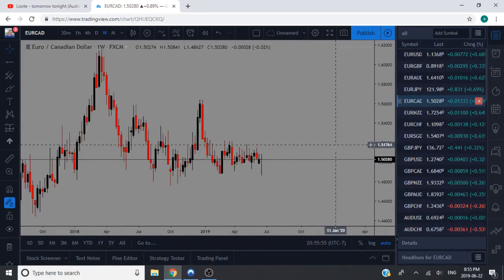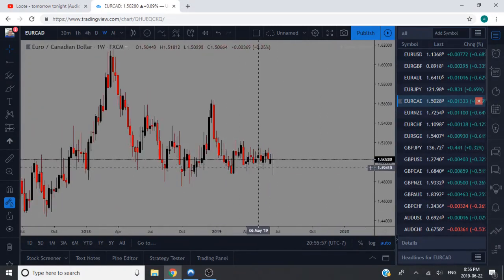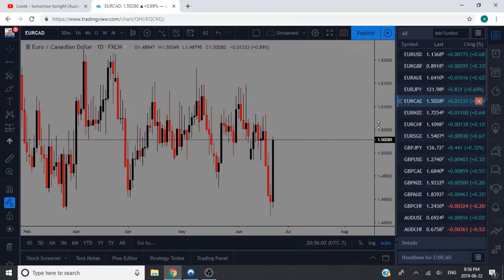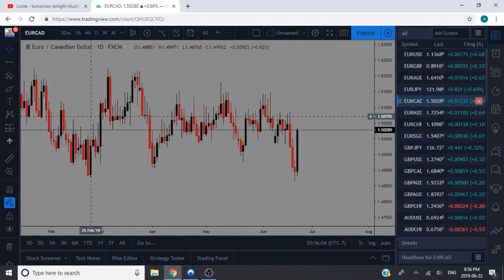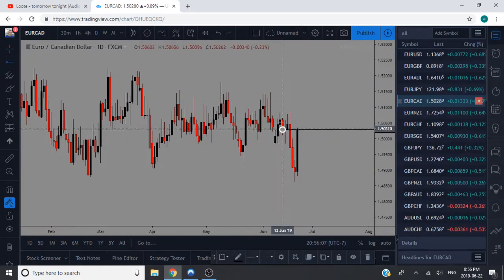Keep going. Euro Cad, I don't like the weekly at all. It's just in a range, wicky. If you wanted to play it, I'd probably be playing it on the daily chart. Looks like we do have some supply up in here.